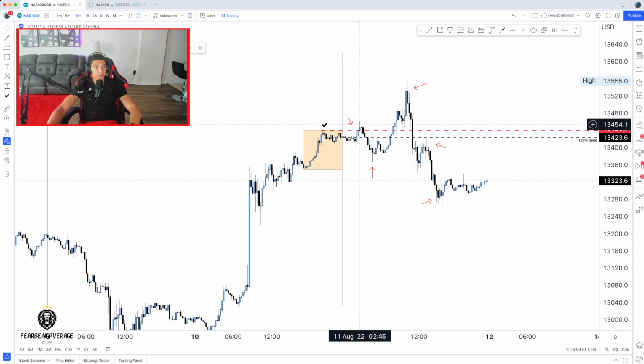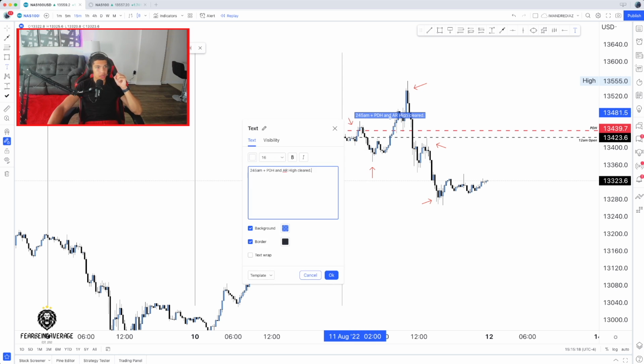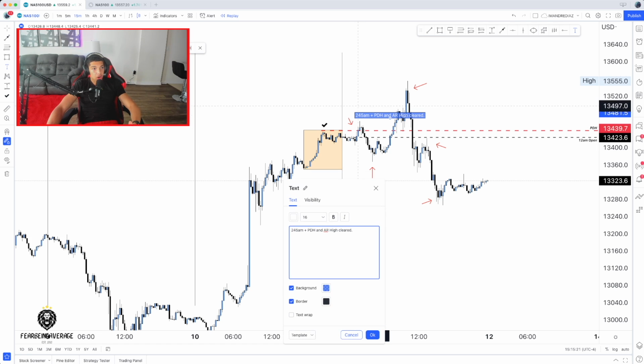Why is this high important? So for example, we got this high at 2:45 in the morning. At 2:45 a.m. we ran the previous day's high and the Asian range high. They both got ran through and got cleared. At this time, this could have potentially been our high of the day.